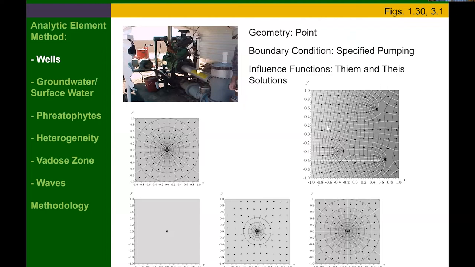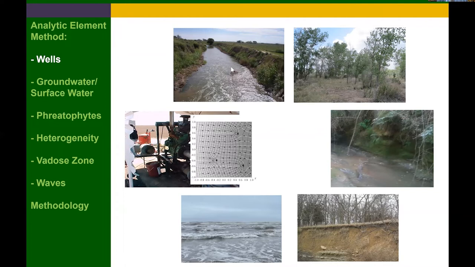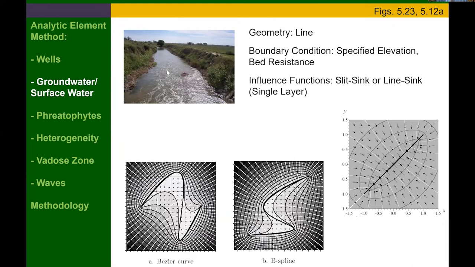So these solutions that we have with the analytic element method for wells, they allow us to be able to look at things like capture zones and where do we need to protect water. Where do we need to protect land use to be able to make sure we have clean drinking water? So that's an analytic element method solution for a well. Next on the list is groundwater surface water interaction. And when we look at groundwater from up above, it looks like a line. We have different kinds of boundary conditions. Sometimes we'll specify the elevation of the river.